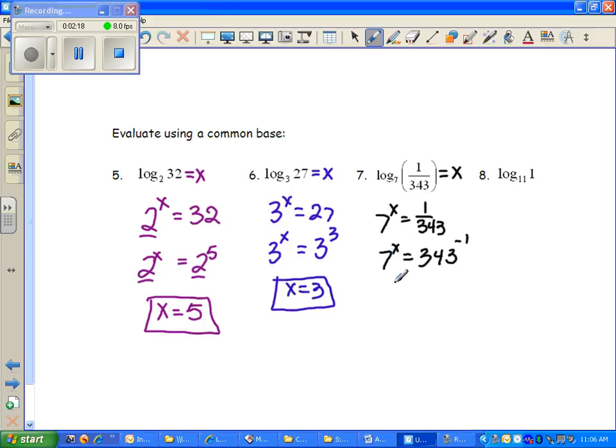We've got a 7. I want to rewrite 343 as 7 to some power. So 343 is 7 cubed. So I'm going to rewrite this. This is 7 to the x. This is 7 cubed. And we already had a -1 up there in the exponent. So what we really have going on is that x equals, and I'm going to multiply these together, -1 times 3. -3 is the value that x needs to be.